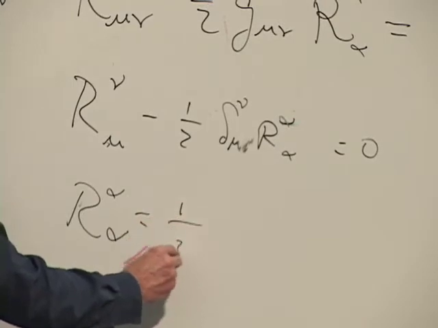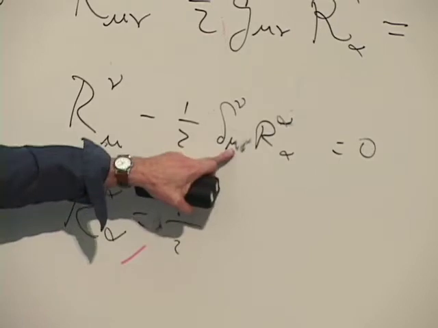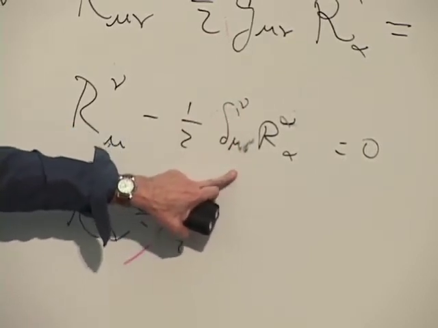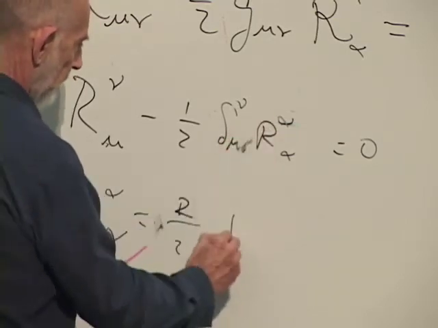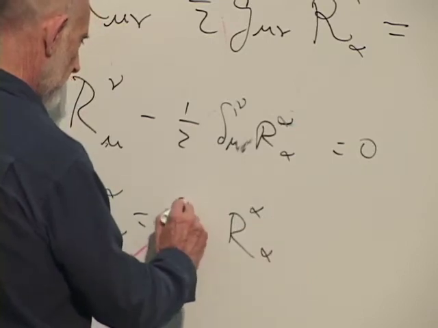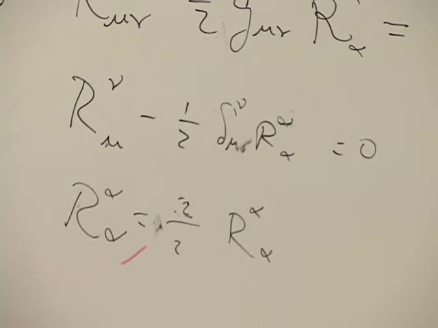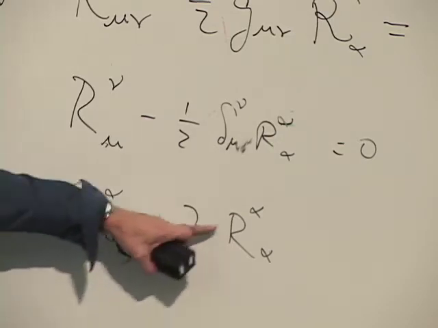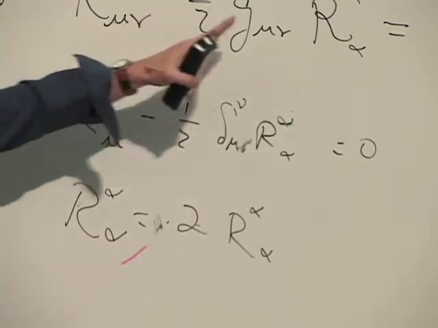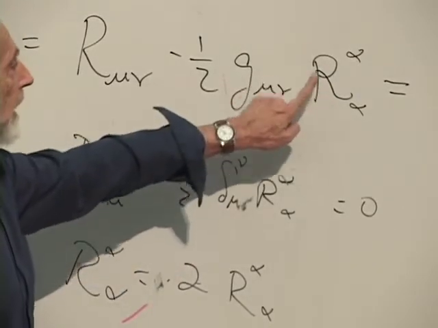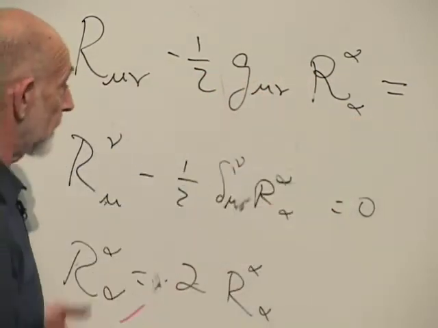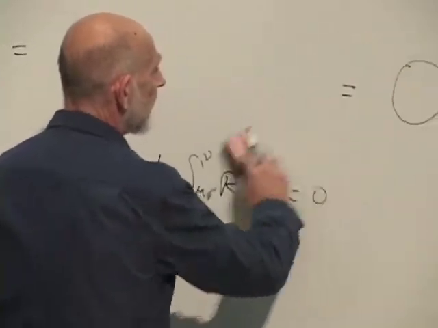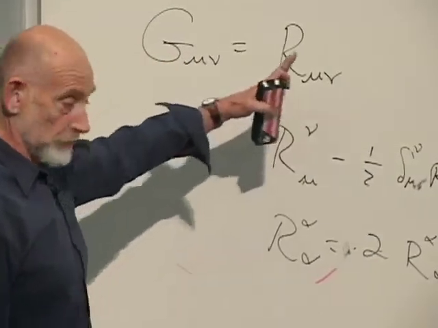is equal to 1/2. What happens to this when you set mu and nu both equal to alpha and sum? I think you get 4, right? 4 for the four directions of space. So this becomes either plus or minus 1/2, maybe times 2, R alpha alpha. It's either plus 2 or minus 2, I can't remember. But it's quite inconsistent unless R is 0. This equation implies that this is called the Ricci scalar, or the curvature scalar. The curvature scalar must vanish if Einstein's field equations are satisfied. So this is not there. And the Einstein field equations in empty space is just R mu nu equals 0.